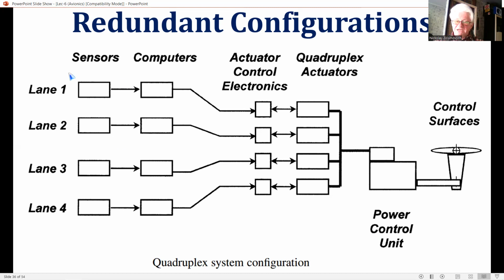The 4 independent channels, 1, 2, 3, and 4, are then configured to drive a failure survival actuation system with sufficient redundancy, so that the overall fly-by-wire system of interconnected sensors, computers and actuators can survive 2 failures from whatever cause. And this figure illustrates the basic quadruplex configuration.